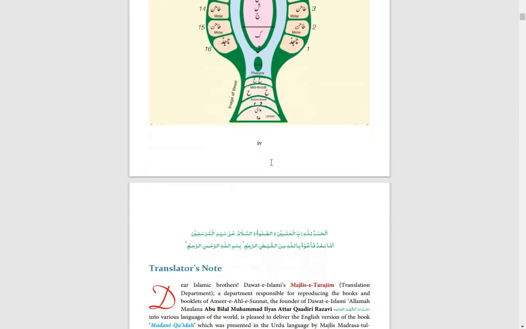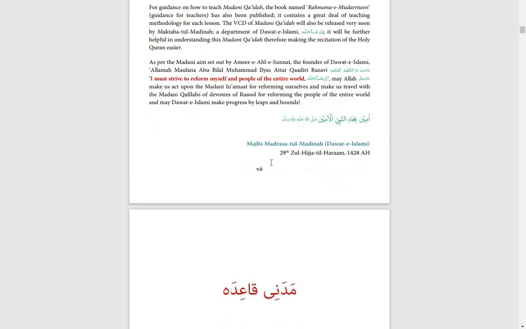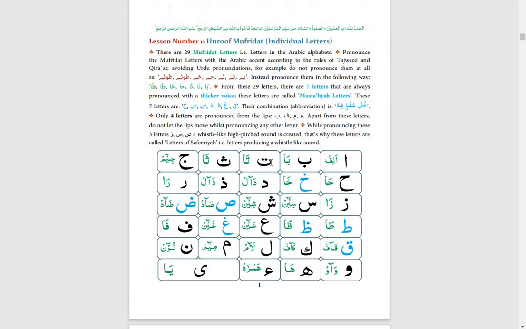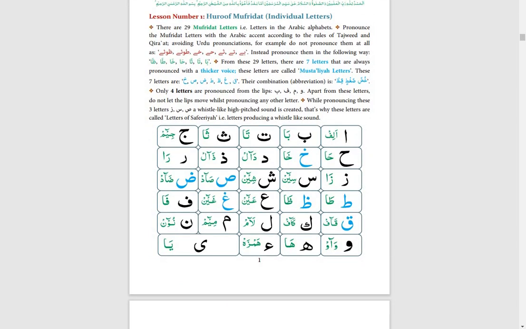And then we will start our first lesson, which is about Huruf-e Mufridat, page number 1 of the book. There are some points mentioned on the top of the lesson. We will learn these points daily. Let's start. There are 29 Mufridat letters, that is, letters in the Arabic alphabet.